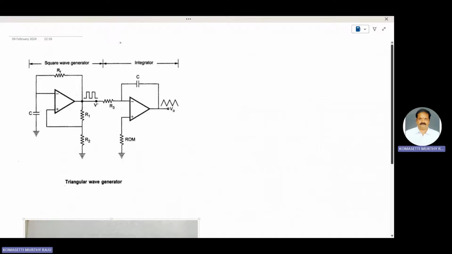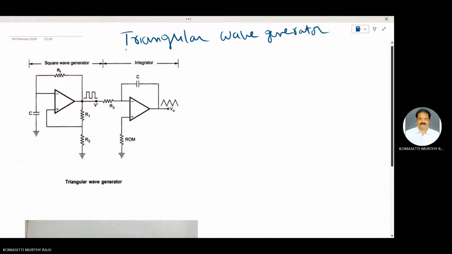The topic to be discussed here is a triangular wave generator. A triangular wave can be simply obtained by integrating a square wave, as shown in the figure.